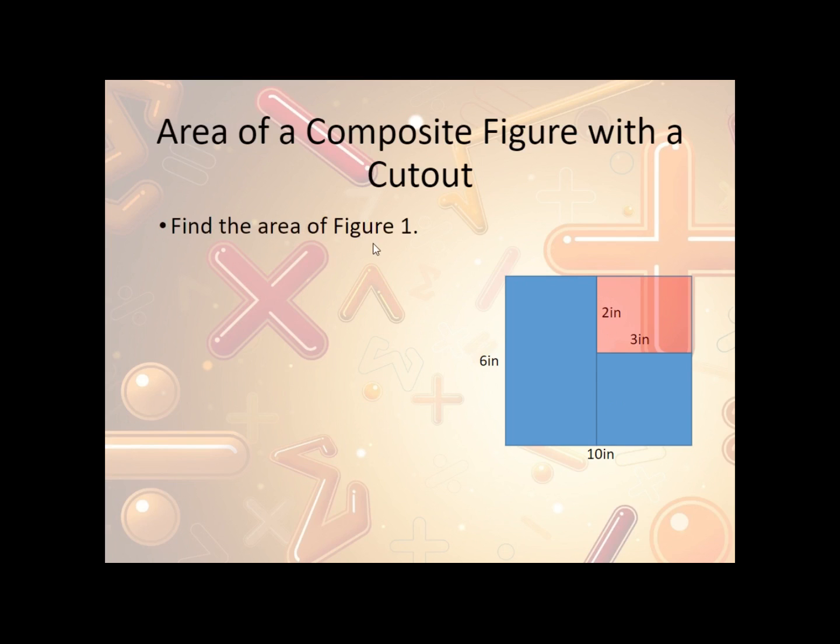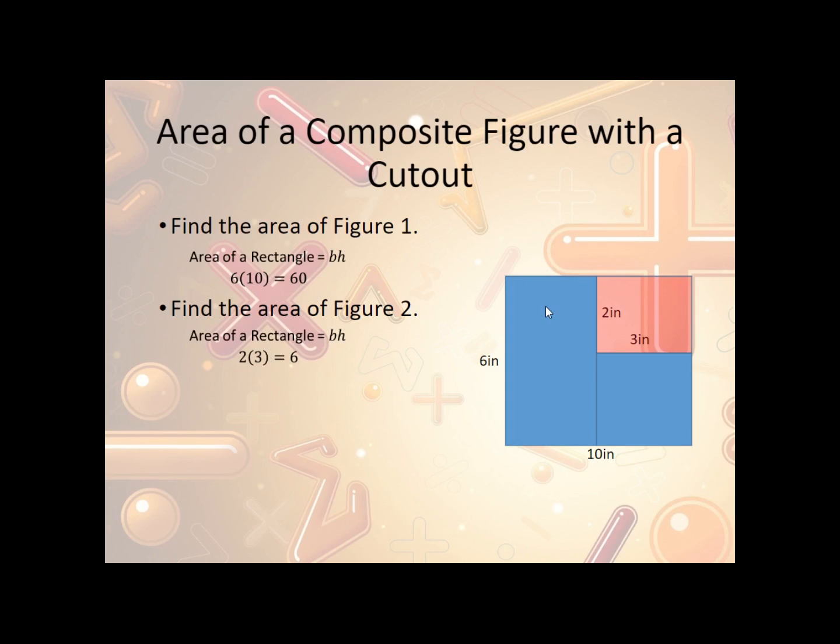So let's find the area of figure 1. So again, this is a rectangle, this whole thing. So we multiply base times height, which is 6 times 10, which is 60. Then we find the area of figure 2, which in this case is our cutout, which is a rectangle also, and that's 2 times 3, which is 6.